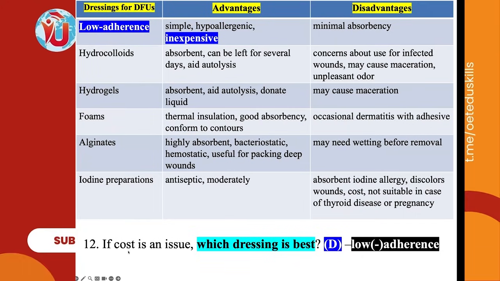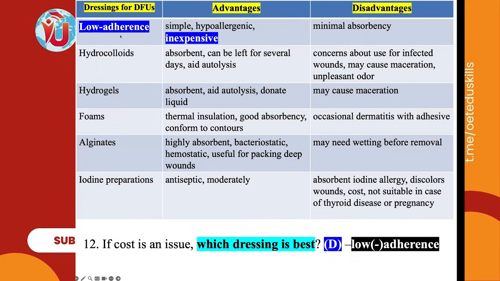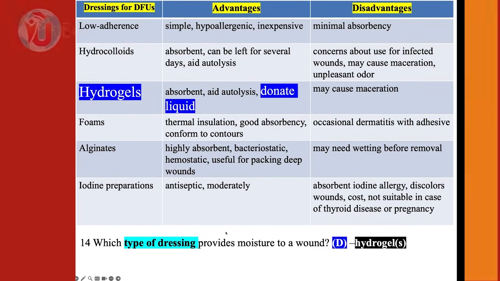Now the next one. If cost is an issue, which dressing is best? Advantage or disadvantage? Best is advantage. So if cost is an issue, see, simple advantage is inexpensive. Inexpensive. So immediately, which type? The type is given here. Low adherence. So how cool it is, you see. How nice, how cool. Such sweet OET.